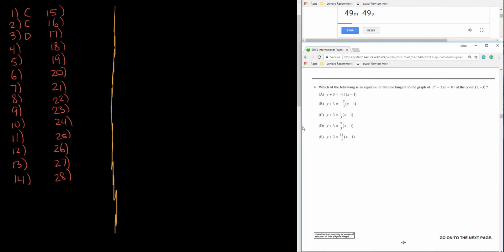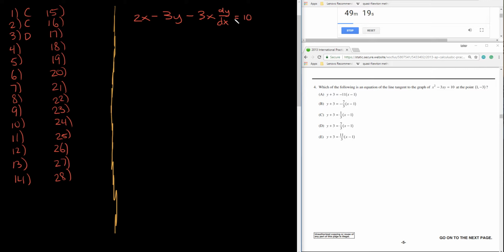Okay. Which of the following is an equation of a line tangent to the graph of this at the point (-1, 3)? So, in order to find that, let's find the derivative here. So we get 2x minus, now we got to do product rule, so minus 3y minus, so now derivative of y minus 3x dy/dx equals 10.